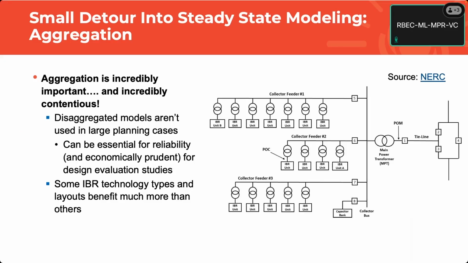So if you look at collector feeder 1 on the top, the first IBR unit could be 0.98 per unit voltage. The one at the end might be 0.88 per unit voltage. Those are very different voltages. One of them at the end of the feeder is in ride-through mode, and the other one isn't. That's very different.